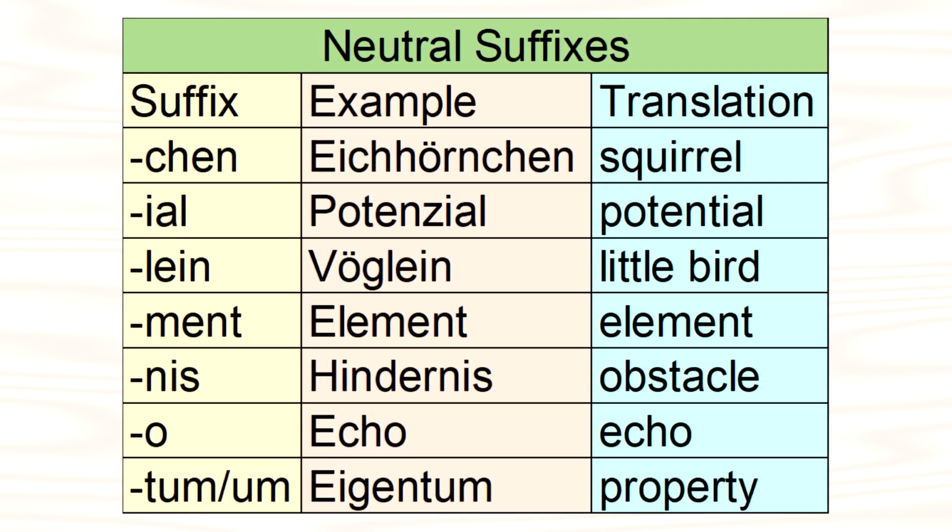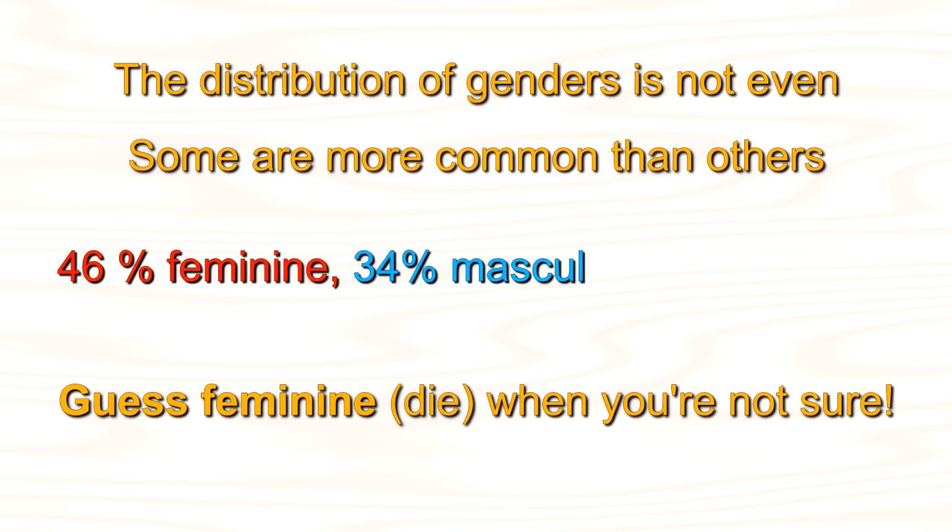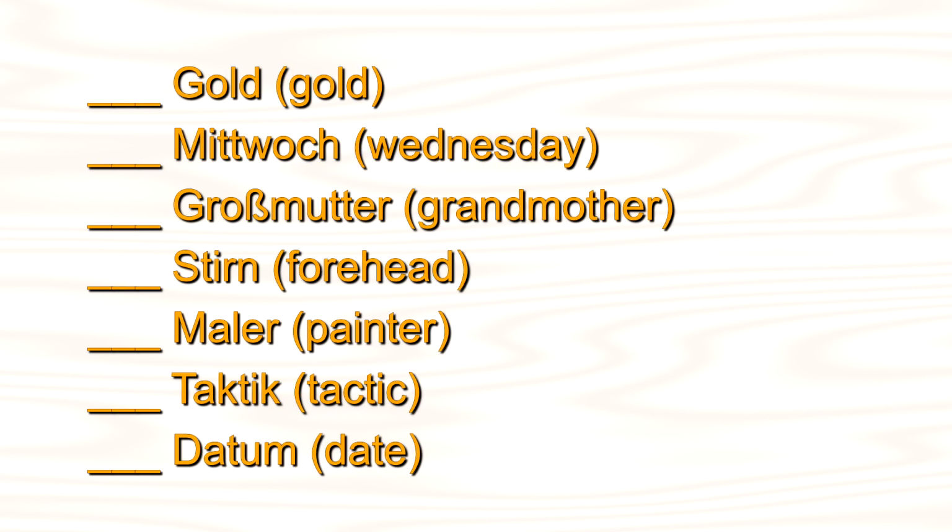One final tip. The distribution of articles in German is not even. According to the Duden, 46% of German words are feminine, 34% are masculine, and 20% are neutral. So when in doubt, guess that the noun is feminine, and you'll be right almost half the time. Now try to practice by guessing the gender of these nouns.